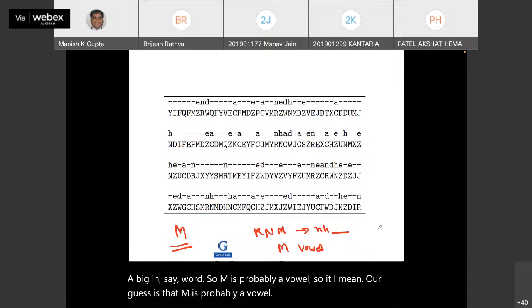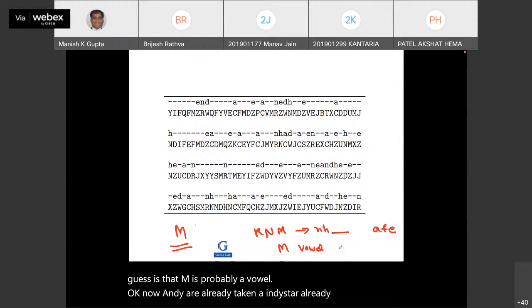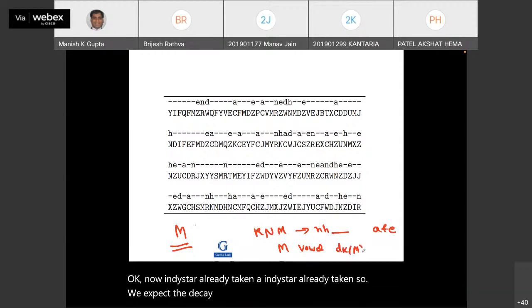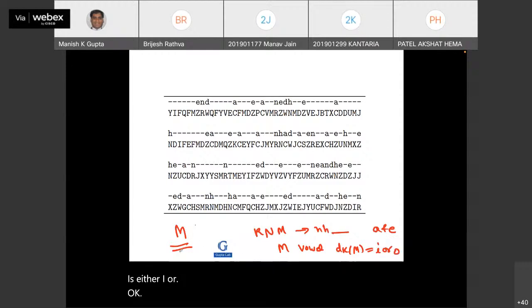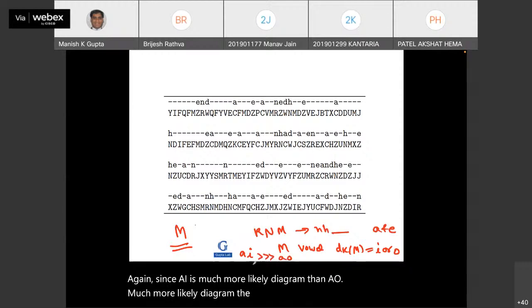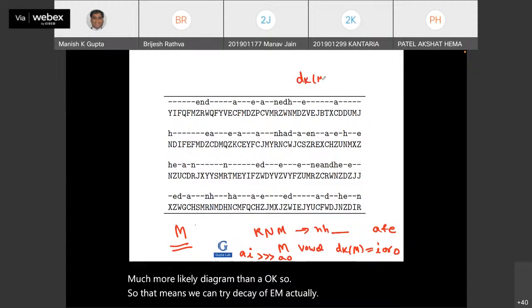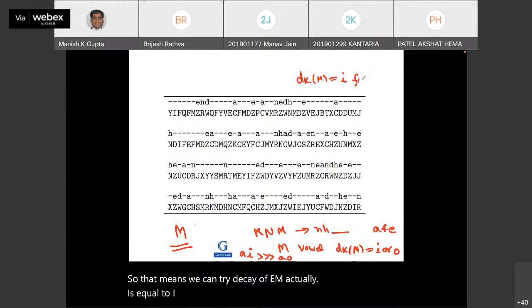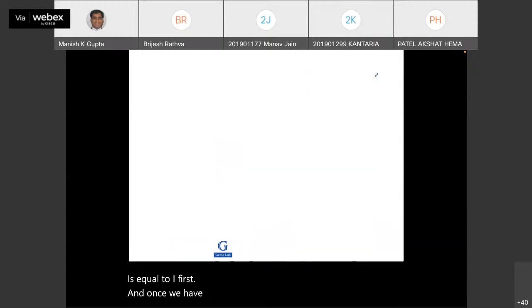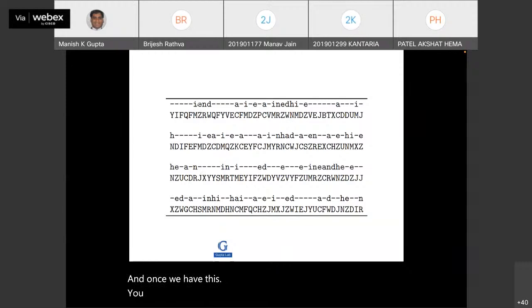Now A and E are already taken. So we expect the dk of M is either I or O. Now again, since AI is a much more likely digram than AO, that means we can try dk of M is equal to I first. And once we have this, you see, so M corresponds to I, our text looks like this.